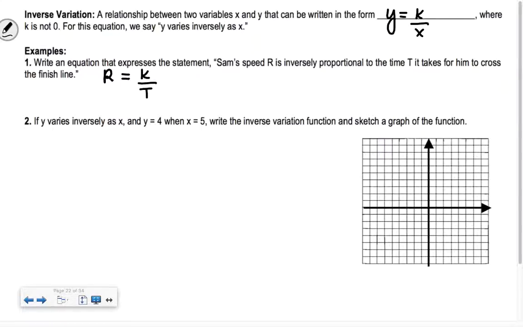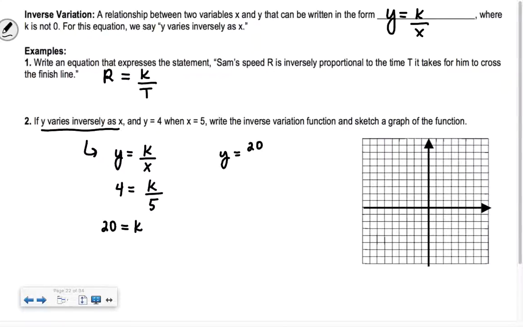All right, so number 2. It says y varies inversely as x, and y is equal to 4 when x is equal to 5. So when we see y varies inversely as x, we immediately write y equals k over x. And y is equal to 4 when x is equal to 5. So what's k? Multiply the 5 over, so we get 20, right? So our inverse variation function is y equals 20 over x. When it says inverse variation function, that's what that is.